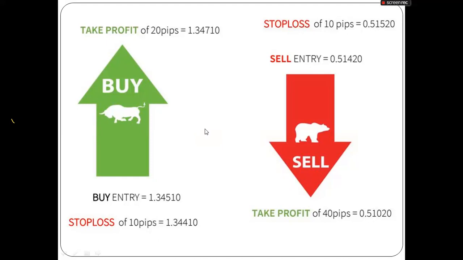When price is going down, it's selling. And I told you that you can make profit both ways. You can make profit when price is going up. You can also make profit when price is going down. But it depends on the order that you take.